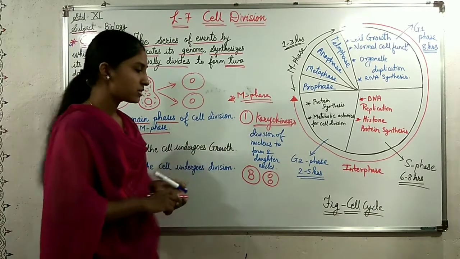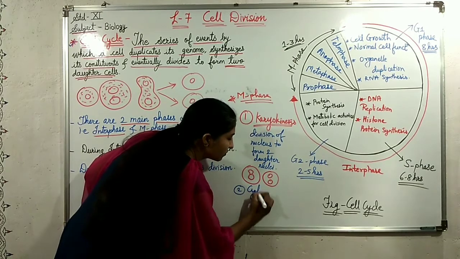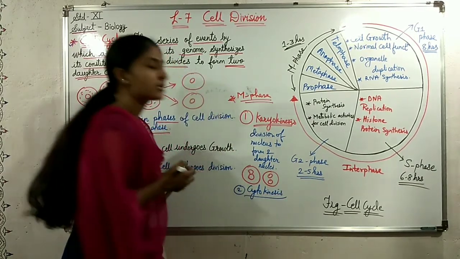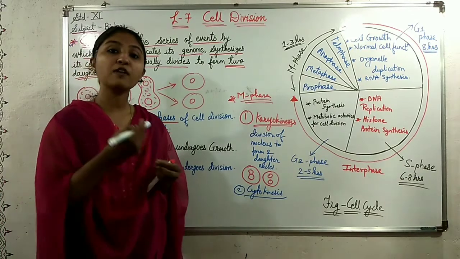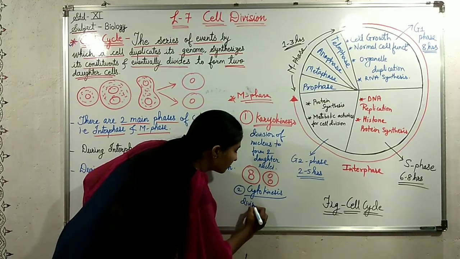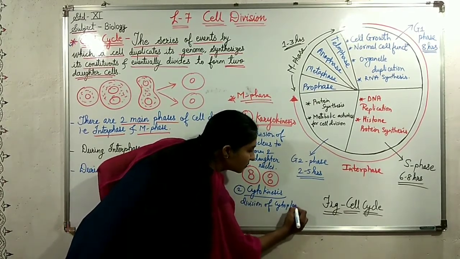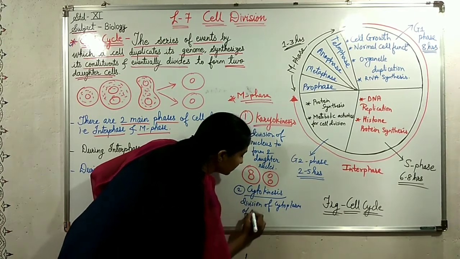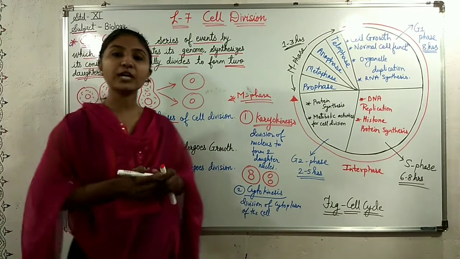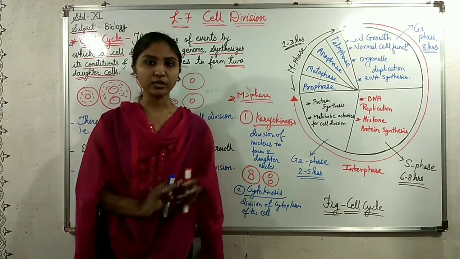The second process is cytokinesis. Cytokinesis is the division of the cytoplasm of the cell, and this division of cytoplasm results in the formation of two individual daughter cells.